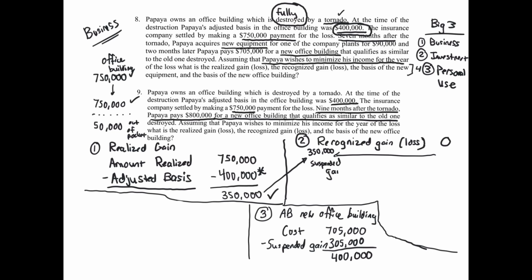Okay, that leaves us step 3, calculate the adjusted basis of the new office building. We'll take our cost. The cost here is not $705,000, it's $800,000. Let's just recalculate this whole thing. Keep the formula the same. That is the same formula. Right, the cost is $800,000. That's what Papaya spent. Minus a suspended gain of $350,000. The basis is $450,000. And we are done with problem 8 and 9 dealing with involuntary conversions.